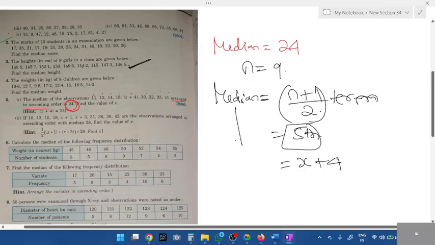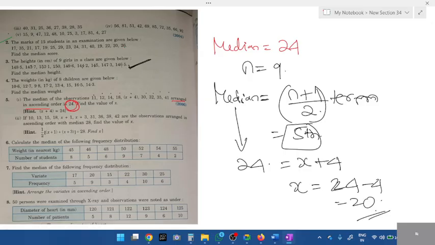Now, tell me what is the median value, students? Median is equal to 24. Do you find x value? 24 minus 4, what's the answer? 20. Make a note of this. Which question? 26A, fifth question. The answer is 20. Is it clear? All of you understood?